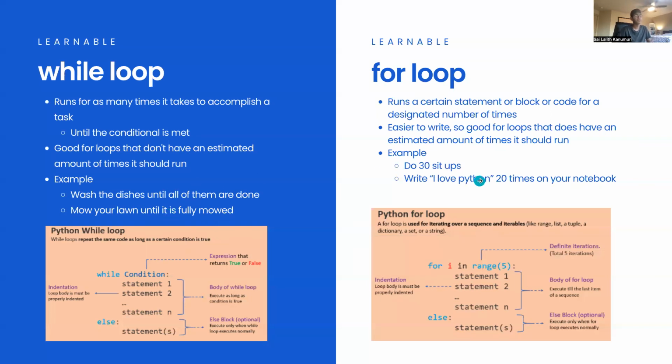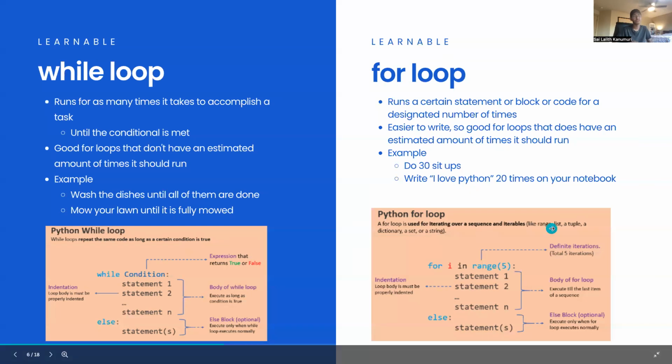And the for loop, on the other hand, runs for a specific number of times, and it's easier to write, so it's good for loops that don't have an estimated number of times. For example, do 30 sit-ups, or write I love Python 20 times in your notebook.